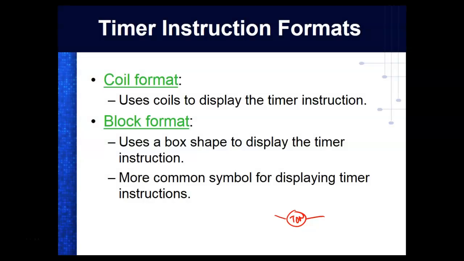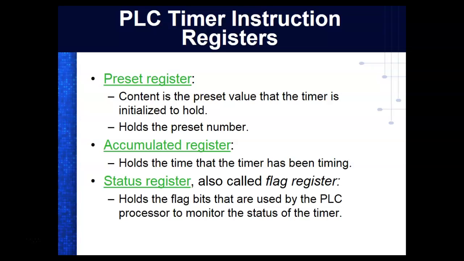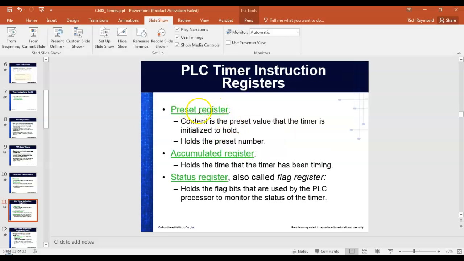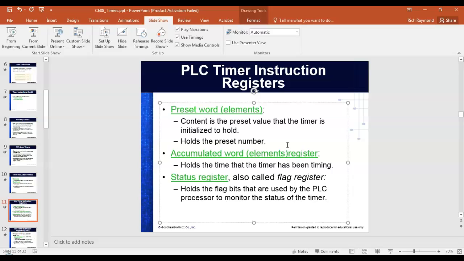The block format, this is what we're using. So inside this thing, we have three, not registers, guys. I thought I corrected these. We have three elements, with words. If you look this up in the actual data book, or the book that comes with the PLC, they call them elements. And each one of these is 16 bits, so each one of them is a word.